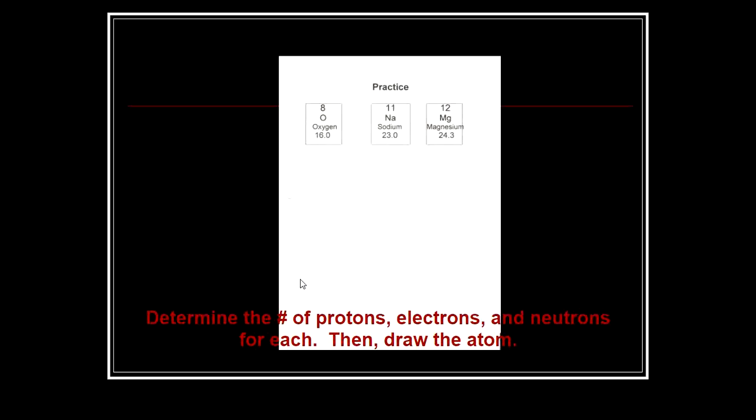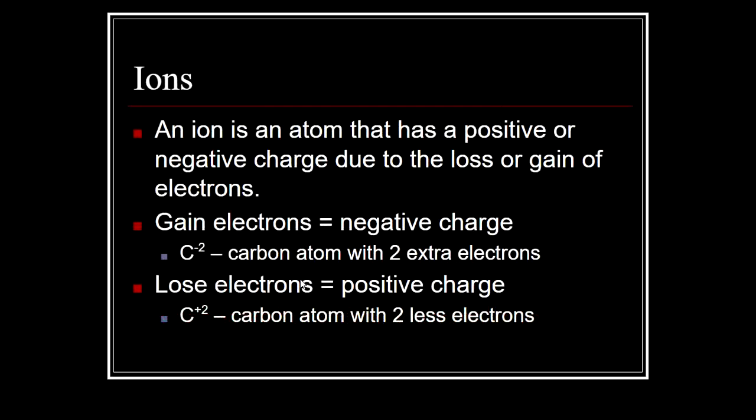So pause. Okay, so for oxygen, you should have found 8, 8, 8. For sodium, it's 11 protons, 11 electrons, and then there are 12 neutrons. Then for magnesium, it would be 12, 12, and 12. And remember, check the next video on how to draw them. Two more things that I want to talk about, and then we'll be finished.